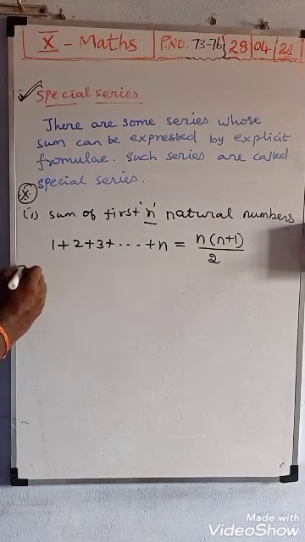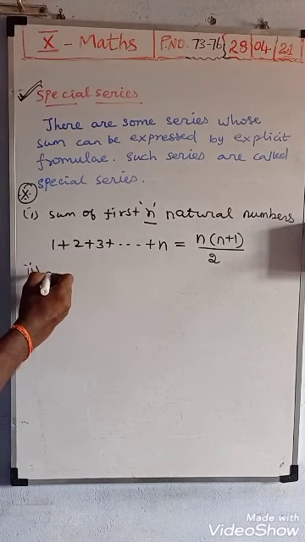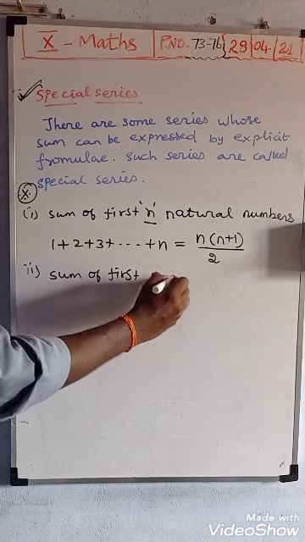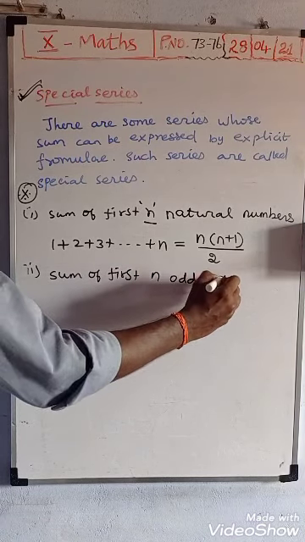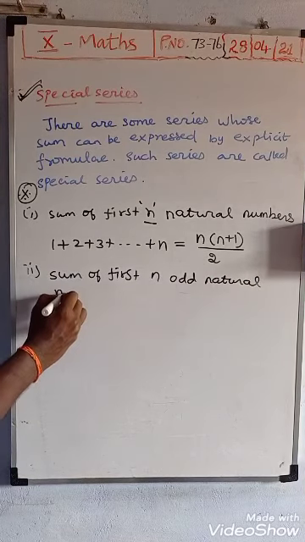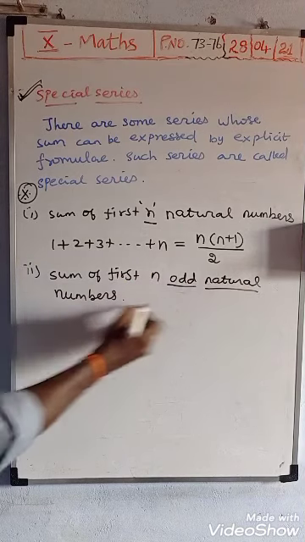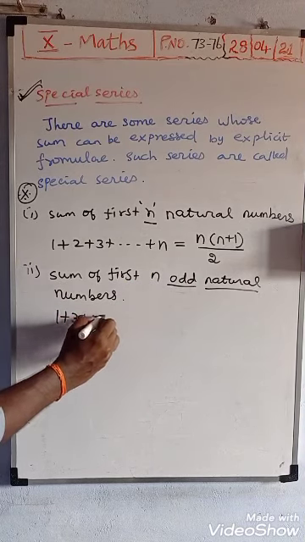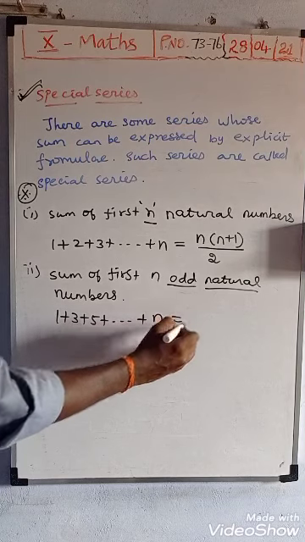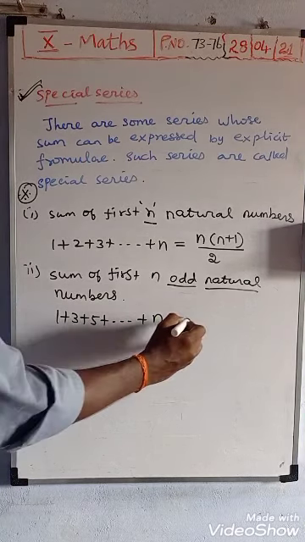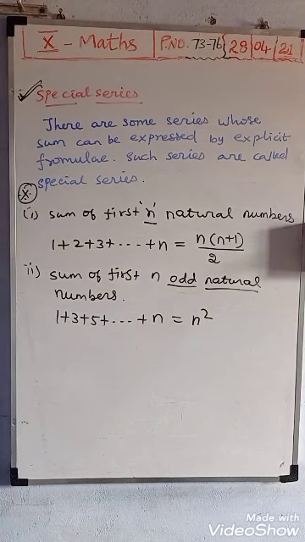The second one is the sum of first n odd natural numbers. Only odd natural numbers alone we want to choose: 1 plus 3 plus 5 plus up to n terms. n odd natural numbers you should add. The formula is n squared. Odd natural numbers alone you are adding, n terms, means the formula is n squared.